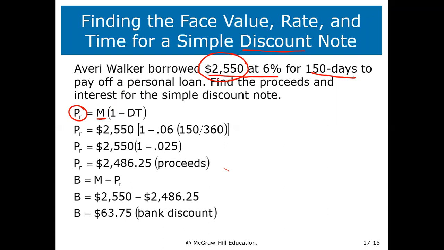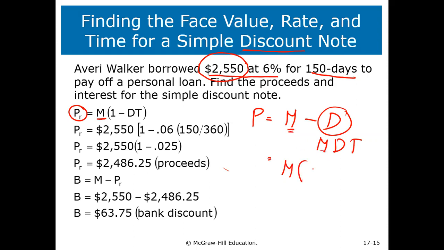It's called maturity value because this is the amount that will be paid at the end of the 150 days. Remember that the proceeds is equal to the maturity value minus the discount. The discount is the maturity value times the discount rate times time. If we factor out M, we have M times 1 minus D times T. So this is now your proceeds.